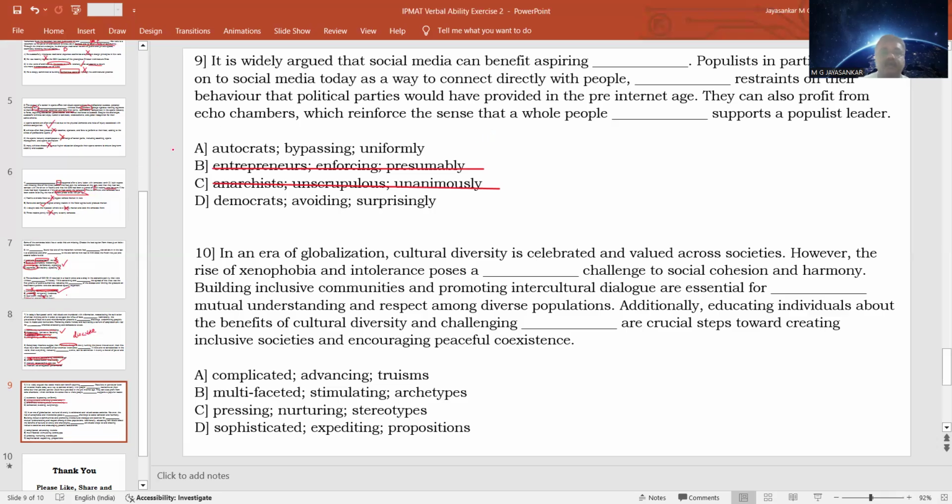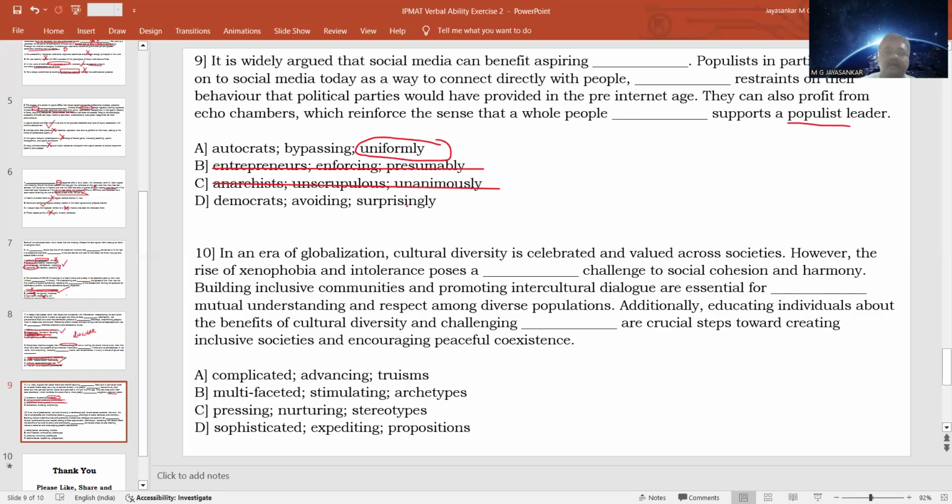They can also profit from echo chambers, which reinforces the sense that a whole people supports a populist leader. So here they can use these echo chambers. Social media is similar to an echo chamber where a group of people supporting a person, their support can be made to look multifaceted or multi-dimensional, in order to appear as if a whole group of people or a vast majority of people are supporting that person. Surprisingly is not the keyword, it is uniformly supports, because echo chambers will reinforce the belief that everybody is uniformly supporting that leader.